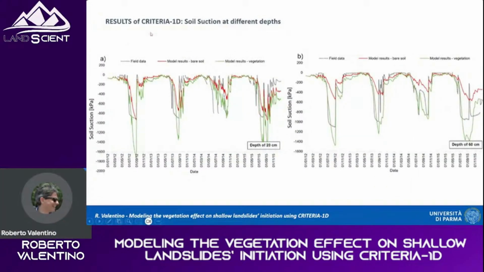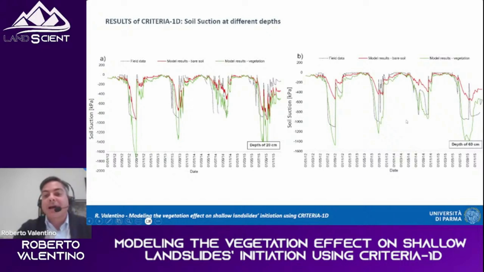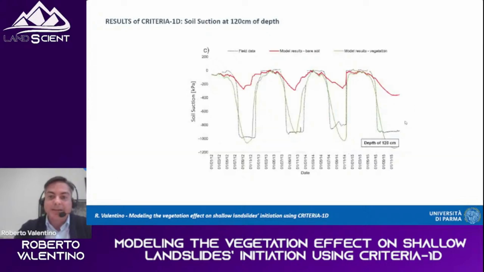We also show the results of criteria-1D in terms of soil suction at the 3 depths. At 20 centimeters here, we can see that even in this case, considering vegetation, we have an overestimation of suction during the dry season, but generally speaking, even in this case, the vegetation effect allows us to obtain much better results at 20 centimeters, the same at 60 centimeters. And we can see that in this case, at 60 centimeters, the vegetation effect is much more useful with respect to the bare soil. And the same conclusion is related to the soil suction at 120 centimeters of depth. At this depth, we see how the vegetation effect is much better than considering the bare soil.